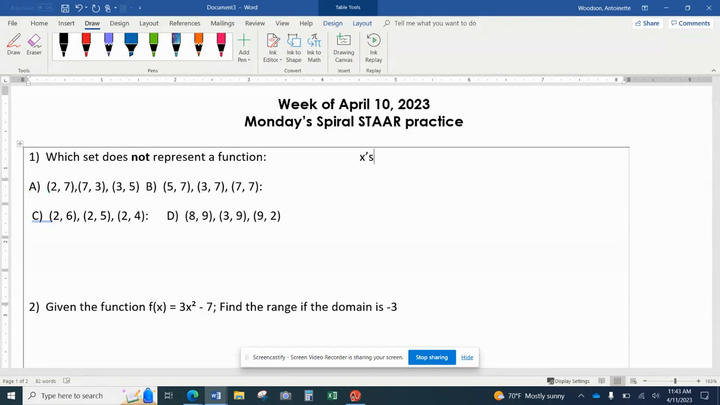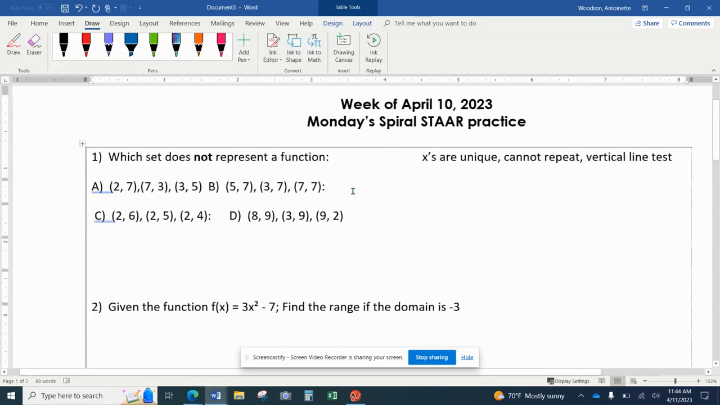So the x's are unique. It cannot repeat. And what's the other one? The other one is the vertical line test. That's the one we use with graphs. Okay, so for this one, we're going to look at A.